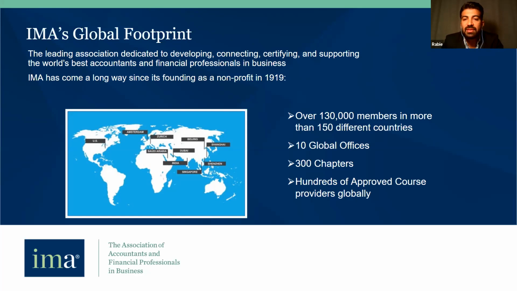So in IMA, we are 130,000 members. We are present in more than 150 countries. We are 10 global offices. Our office in Dubai is responsible for the Middle East, and we have approved course providers in the market. One of them is Kaplan Genesis.